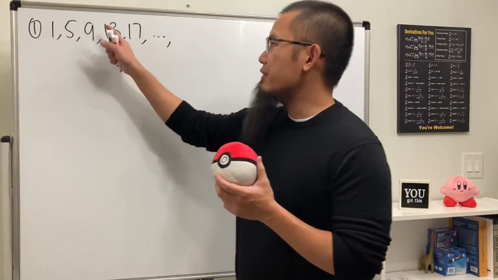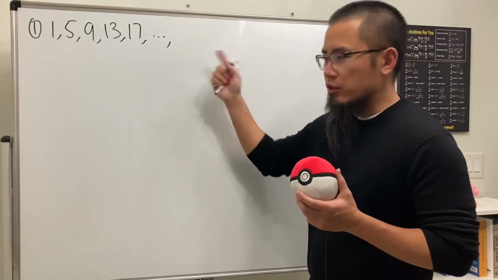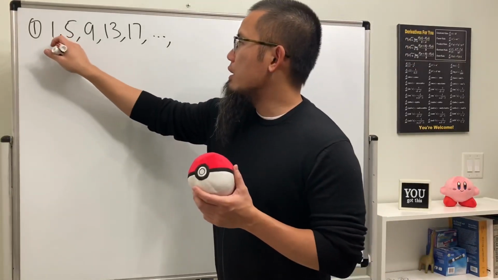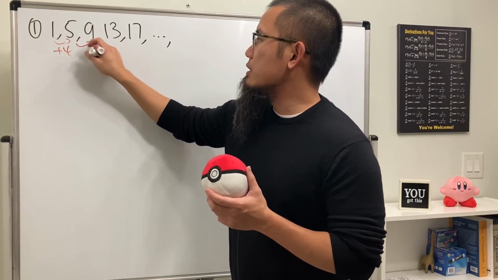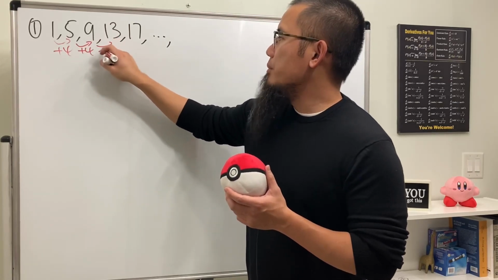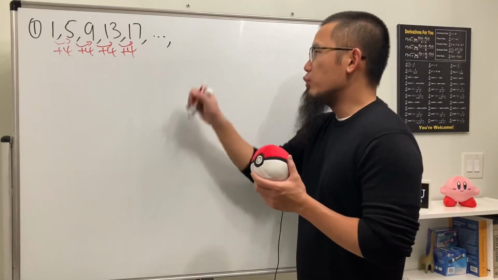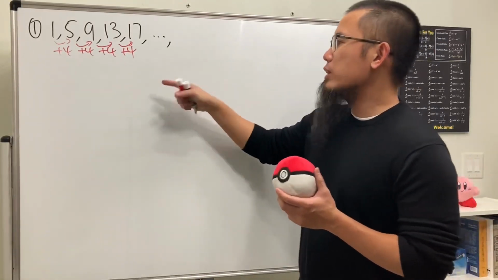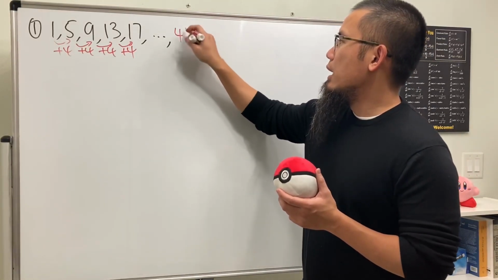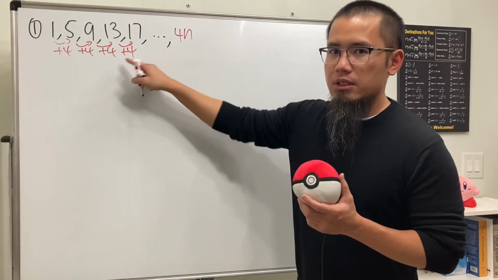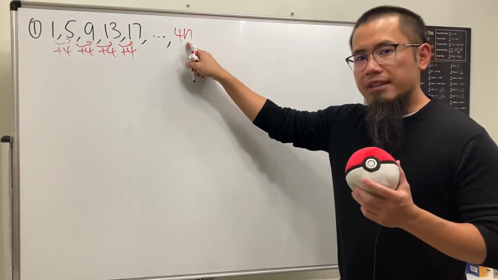We have 1, 5, 9, 13, 17, and so on. If you take a look right here real quick, we'll notice that this is just an arithmetic sequence because every time we're just adding 4 to it. So if you want to come up with a formula for an, this is just going to be 4n. Remember the common difference is the coefficient of n, and n starts with 1.